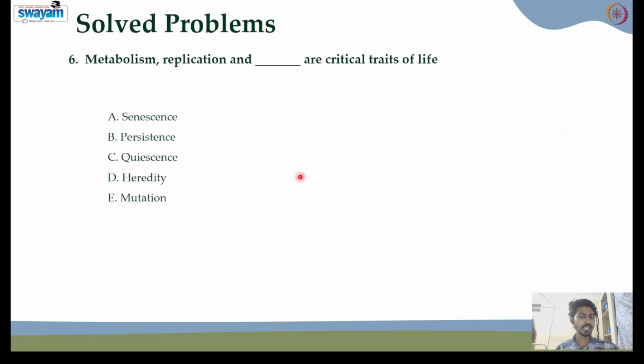As we have seen in the earlier lectures, if you have attended, you could answer this question. So the next question is: metabolism, replication and dash are critical triads of life. Option A, senescence; persistence; quiescence; heredity; and mutation. Among these options, which is considered as one of the critical triads of life? I will repeat the question: metabolism, replication and dash are critical triads of life.